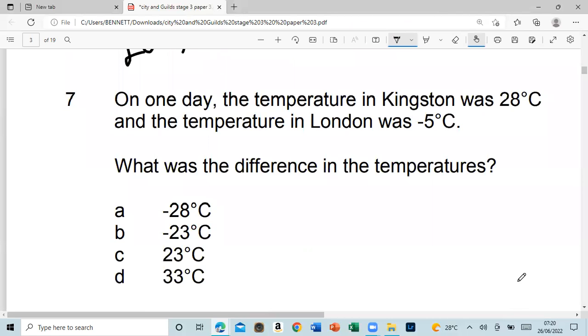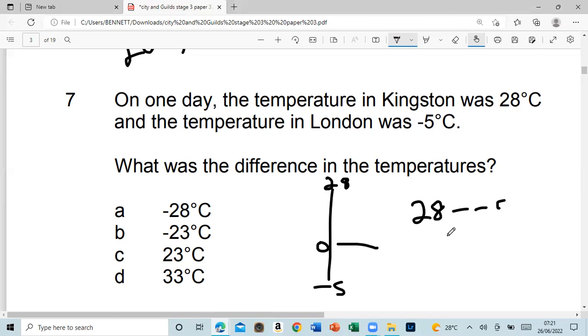All right. On one day, the temperature. A lot of persons don't understand this. No matter how I explain it, persons are saying it's different, so you should subtract. On one day, the temperature in Kingston was 28 degrees. I always use this to show you guys that below 0, you have negative, right? So you have -5 here. What they want is the distance or the difference between these, right? So we have to add. So it will be 28 plus, let me show you how we get the plus. 28 minus -5. And that gets 28 plus 5.